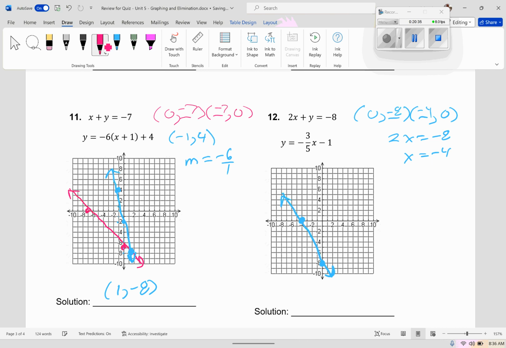All right, my y-intercept here on this other equation is going to be 0, negative 1. And then I have a slope of negative 3/5. I'm going to go down 3, down 1, 2, 3, right 1, 2, 3, 4, 5. I'm also going to go up 3, 1, 2, 3, left 5, 2, 3, 4, 5. There we go. So this one appears to cross at negative 6, 2 for a solution.